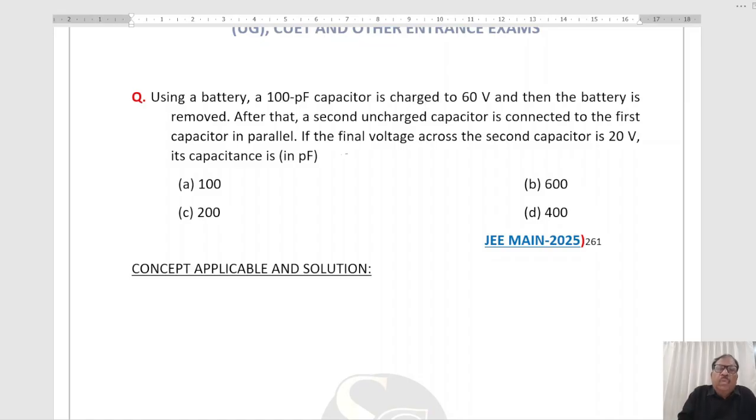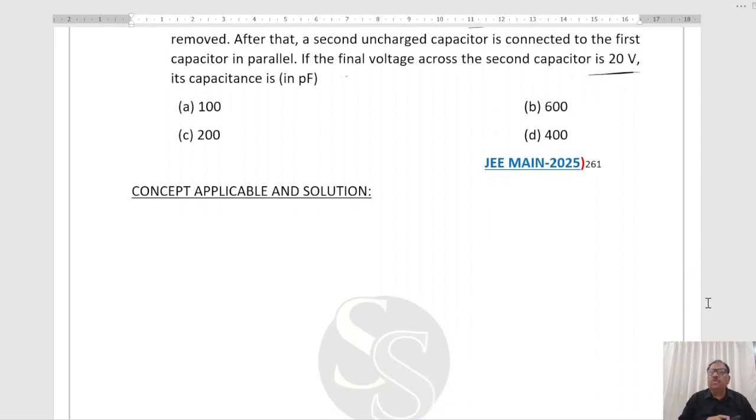Question is, using a battery, a 100 picofarad capacitor is charged to 60 volt, and then the battery is removed. After that, a second uncharged capacitor is connected to the first capacitor in parallel. If the final voltage across the second capacitor is 20 volt, then its capacitance is in picofarad. 4 options are given to you. One of the options is correct. Question is taken from JEE Main 2025. Concept applicable in this case is in parallel combination.